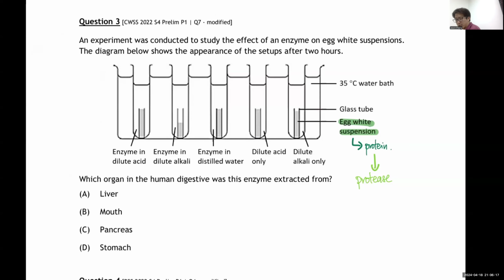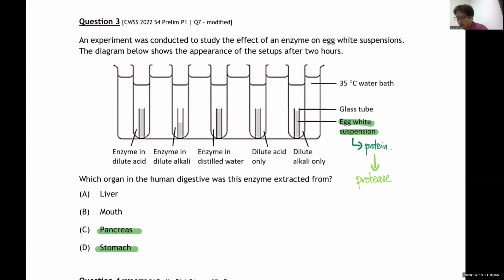Hence, to answer this question: liver, mouth, pancreas, stomach, where is there protease? Is the stomach the only place for protease? What about the small intestine? Does the pancreas have it or not? The liver doesn't have it because storage is not relevant. The liver does not release enzymes at all.